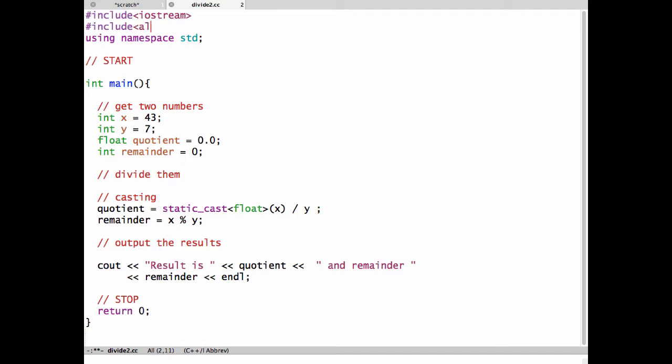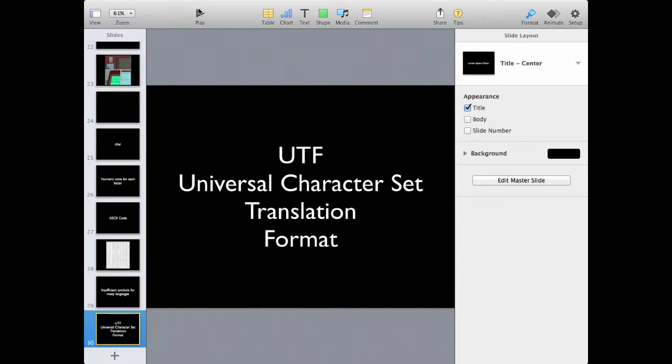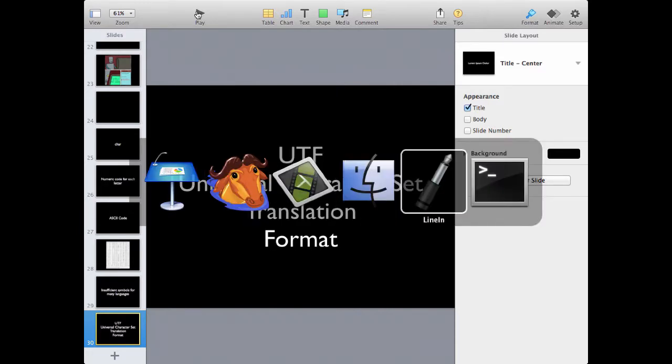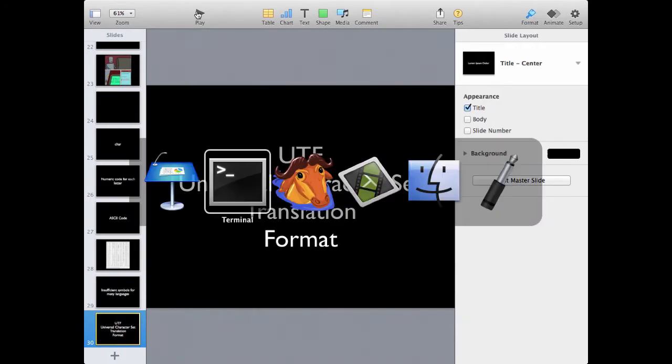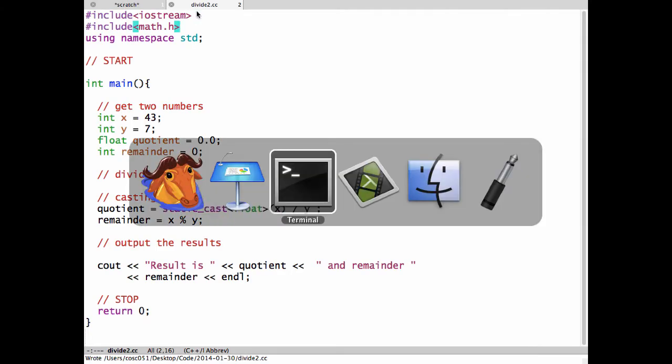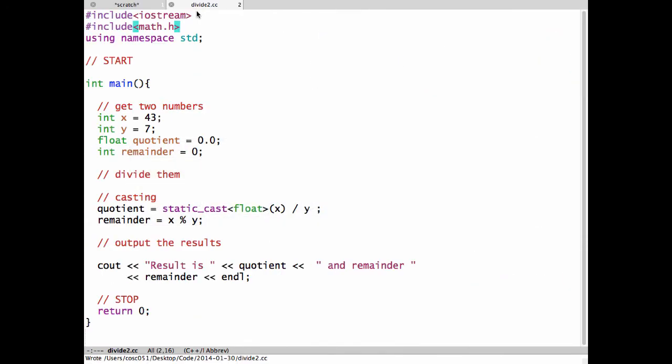Pound include all the answers. That would be nice, wouldn't it? All right. Pound include math.h. And there's different ways to do this. I think you can do cmath and stuff like that. Math.h works for me. And when we compile using the math library, it gives us a whole bunch of additional functionality.